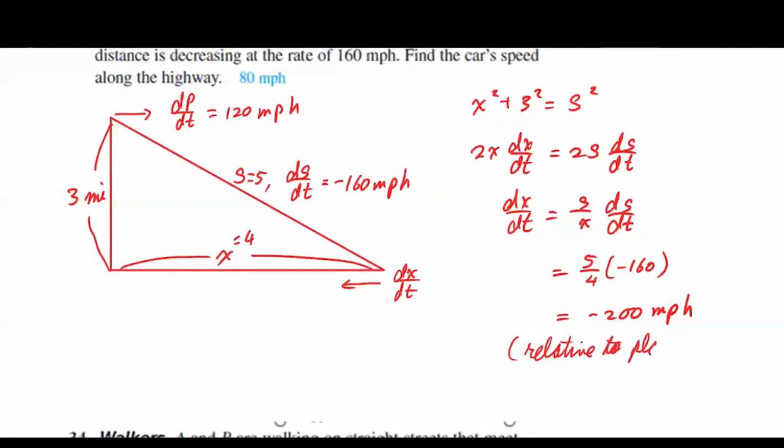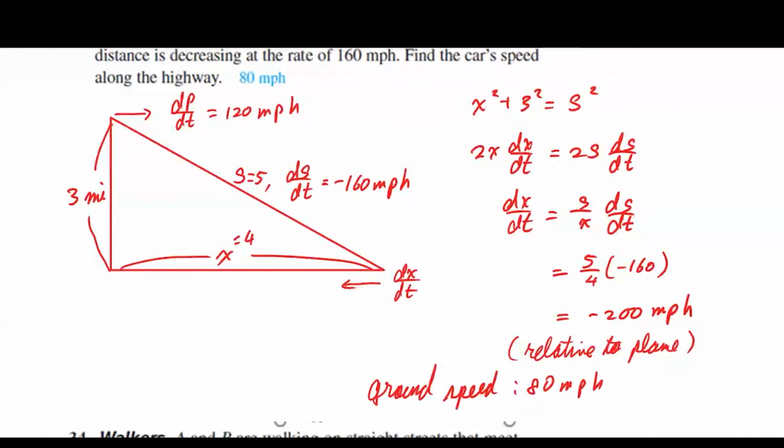plane. So the ground speed, do I have to explain it, or can you easily say that it's 80? Right? You have to compensate for the speed of the plane.